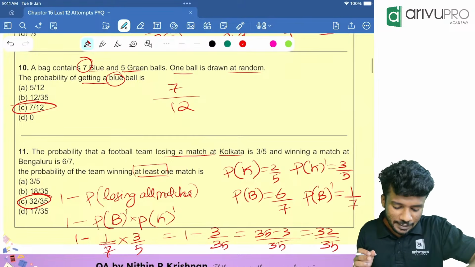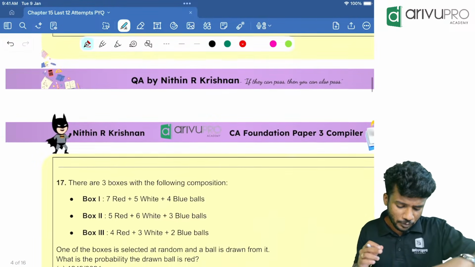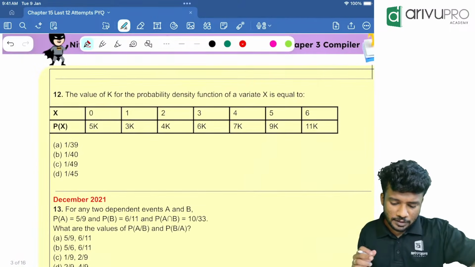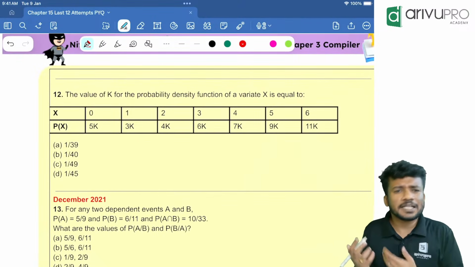So we have solved 11 questions. Now I think around 60 more questions are remaining. Next one is the 12th question. One of the easiest questions. One of the repeated patterns of question.